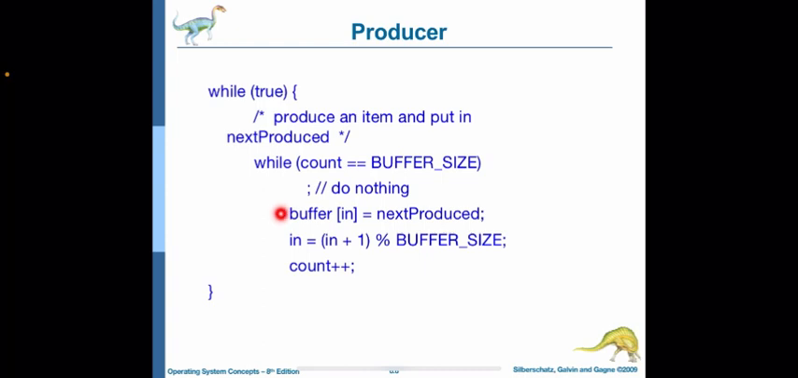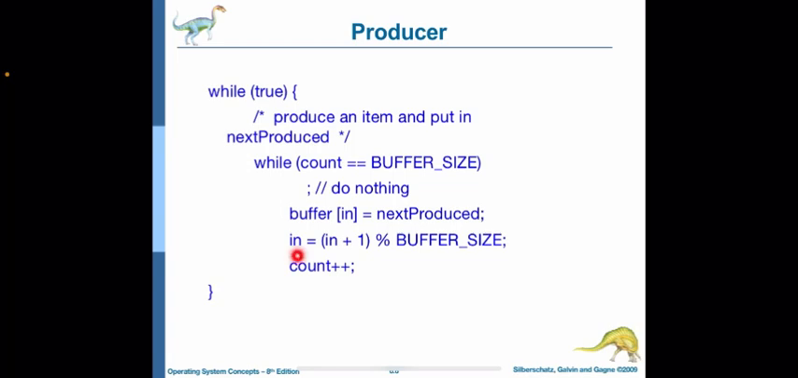Otherwise, the producer can put the item into some buffer. Which buffer? We have two different pointers, right? In and out. In always points to the first empty buffer. Out always points to the first full buffer. So the first empty location will be pointed to by in, and into that location we can put the item produced by the producer. So this is the step to be followed: buffer[in] is equal to next produced. After that, in should be updated, so next time in should point to the next empty location, right?